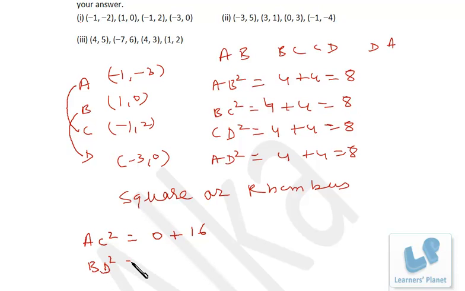Now BD square is equal to 1 minus 3, that's plus 3. So 1 plus 3 square, that is 16. Now AC square is equal to BD square. That means both the diagonals are of same length. That means all the four sides are equal, both the diagonals are equal. That means it is a square, not rhombus. Okay, I hope you are clear.